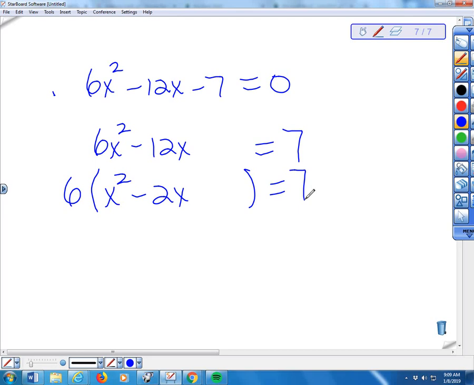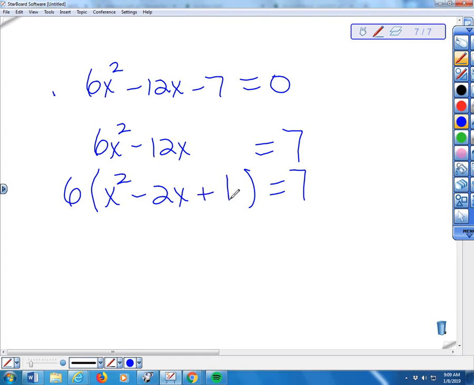Okay, now I'm focusing on the parentheses. How do I find that constant? Take the x term, negative 2, divided by 2. So negative 2 divided by 2 is negative 1, and then negative 1 squared is positive 1. Okay, so this becomes positive 1.